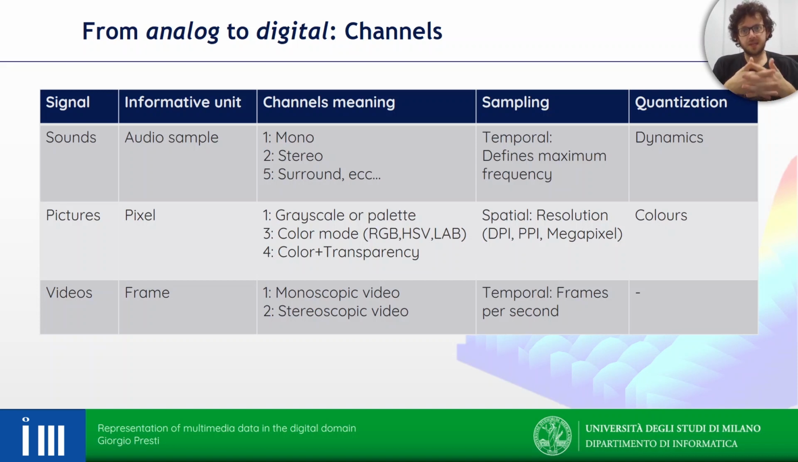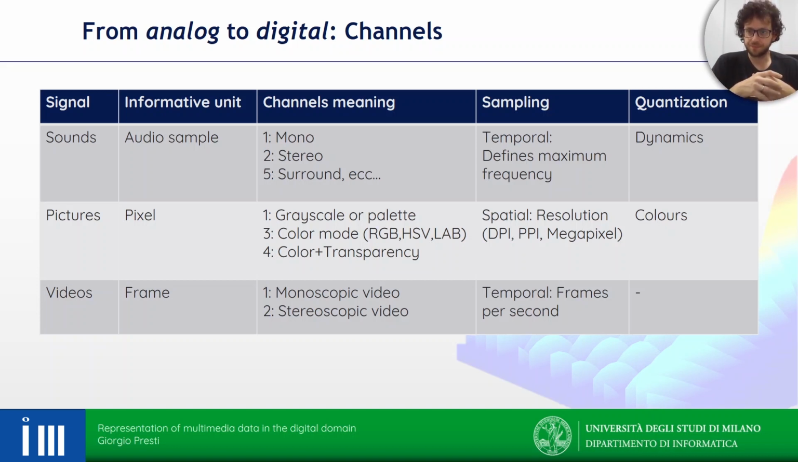For images, we have the pixel, which is the number you store for each sampling of the image. We have 1 channel for grayscale images, 3 channels for color images, which can mean red, green, and blue, but the color can be represented also in other ways. Or we can have 4 channels, when we talk about color plus a transparency channel that tells where the picture is transparent and where it is not. The sampling of a picture is spatial, so its resolution is in dots per inch, pixels per inch, or megapixels. And the quantization operates on colors. The more bits you use to quantize an image, the more colors you can represent. For example, if you use just 1 bit for quantizing an image, you just have 2 colors, which is black or white.